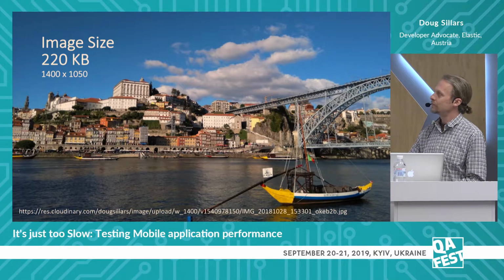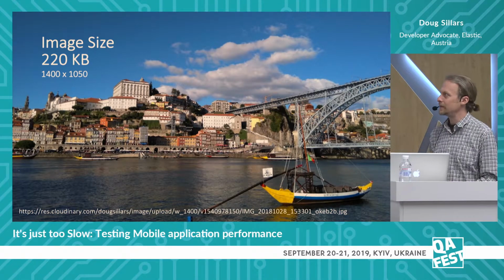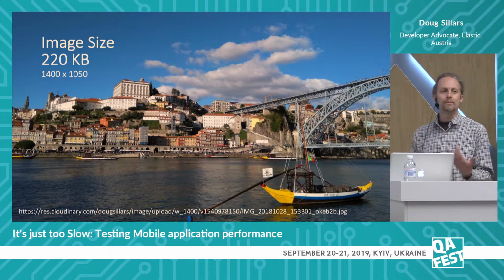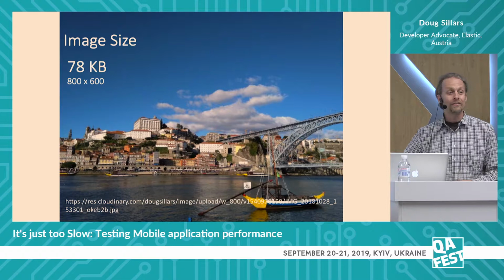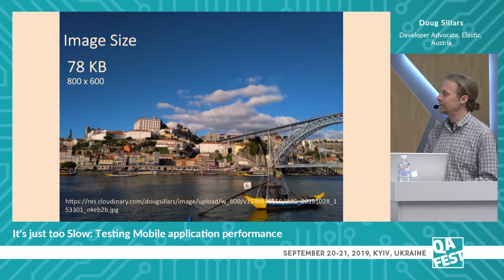What if we resize it to 1400 by 1050, right? Now it's 10% of the original size. We could go even smaller because the Alcatel 1X has a really crappy screen, and now it's 78K.